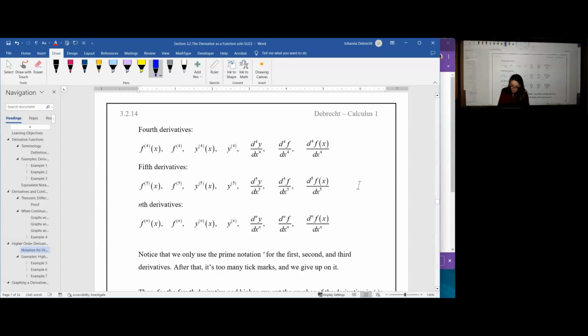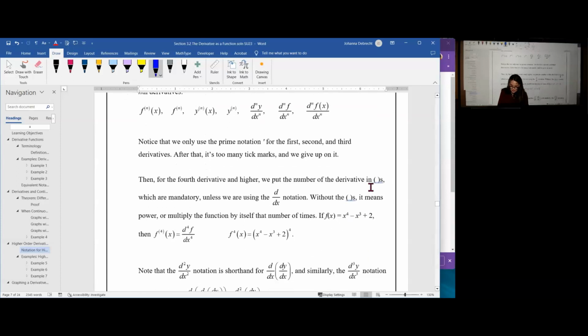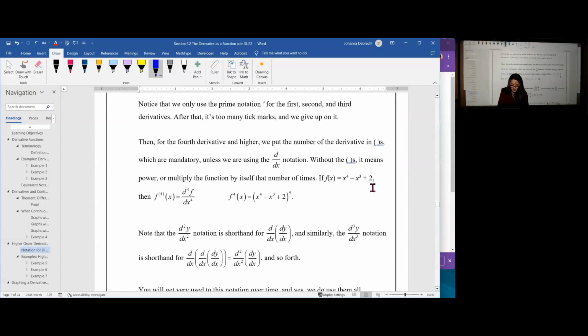Now, I want to show you an example of what it means if it's not in parentheses. If you have a function, x to the 4th minus x cubed plus 2, something like that, and you write f and a 4 in parentheses in the power position of x, you mean the 4th derivative. Apply the derivative operation 4 times to that function.